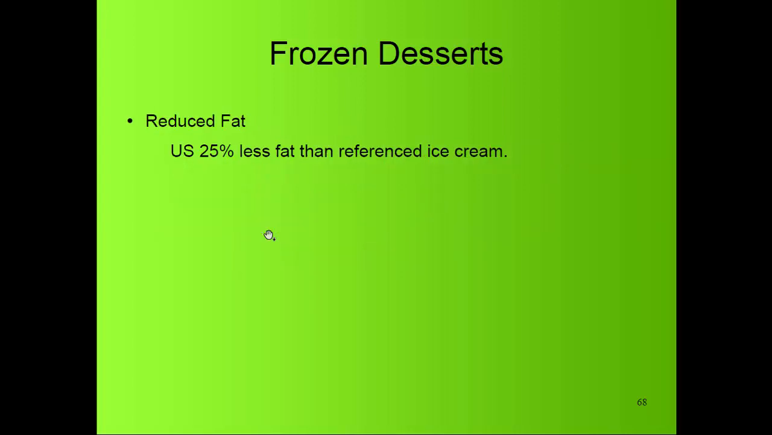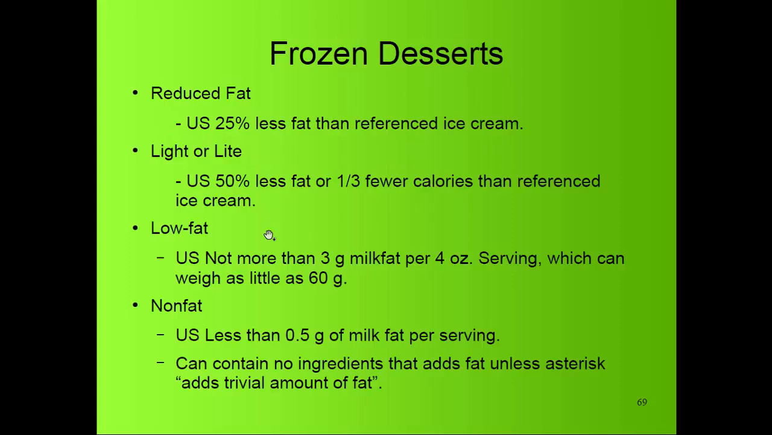There's reduced fat ice cream. Reduced fat ice cream means that it's 25% less fat than the reference ice cream. So if, for instance, Breyers has a vanilla ice cream and they come out with a reduced fat version, then the reduced fat has to be 25% less fat than their regular vanilla ice cream. Light means that there's usually 50% or a third fewer calories than the reference ice cream, where the reference ice cream would be what they consider their base ice cream.